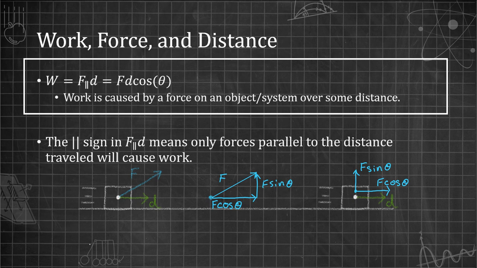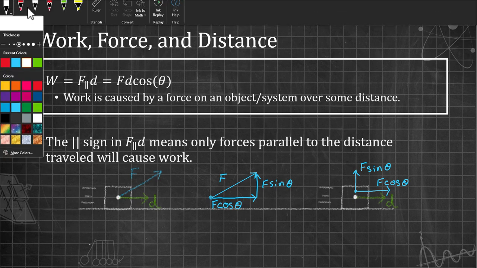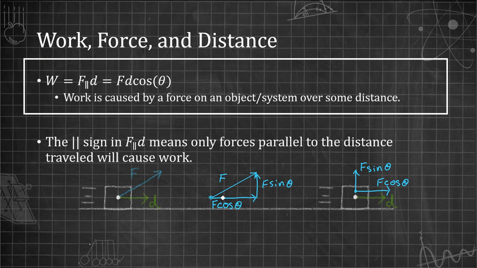The first thing I want to do is address this parallel symbol, the two parallel lines next to the force in the subscript. So work is equal to force parallel times distance. What this means is that only the parallel component of the force, or the force component that's parallel to the distance that it's traveling, is going to do work on the object.